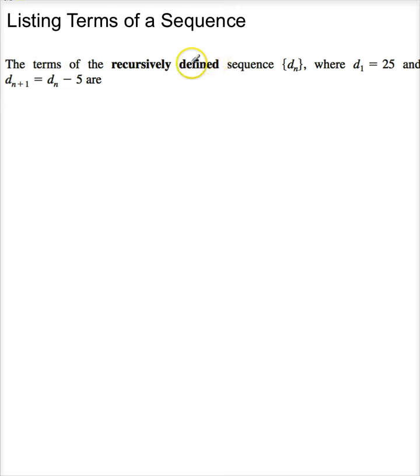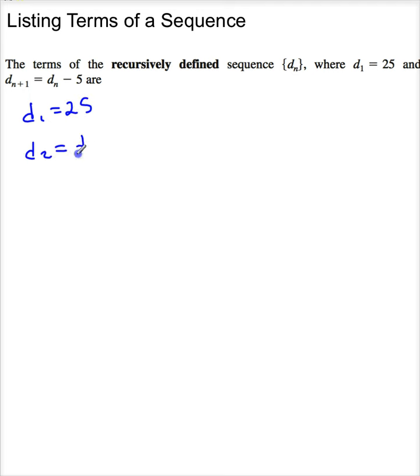Now, sometimes we define terms recursively. So I'm going to tell you the sequence d sub n is equal to the sequence where the first term is 25, and the subsequent terms are d sub n plus 1 is d sub n minus 5. So for this one, let me list them this way. All right, so d1 is 25.